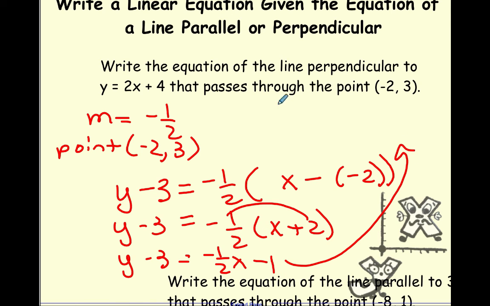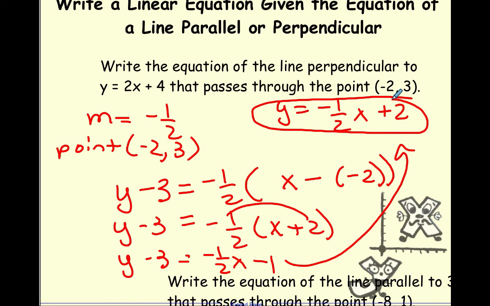So now I'm going to add 3 to both sides, giving me y equals negative 1/2 x, and then negative 1 plus 3 would make positive 2. So I know my new line that's perpendicular is going to have a slope of negative 1/2 and a y-intercept of 2.